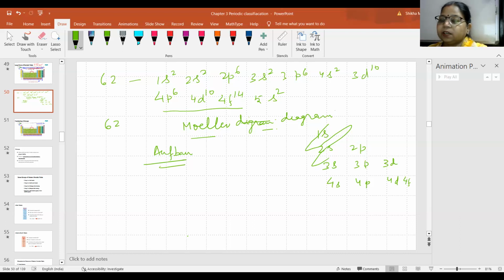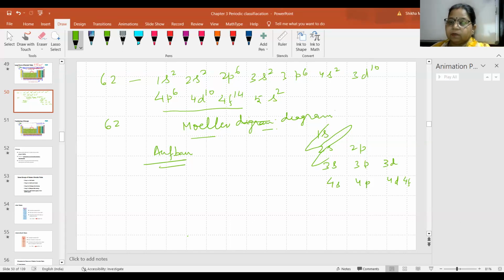Okay, again, please write down. It is not a name of a scientist. Usually, most of the time in science, we hear the rules and laws in the name of the scientist itself. But Aufbau is a German word.